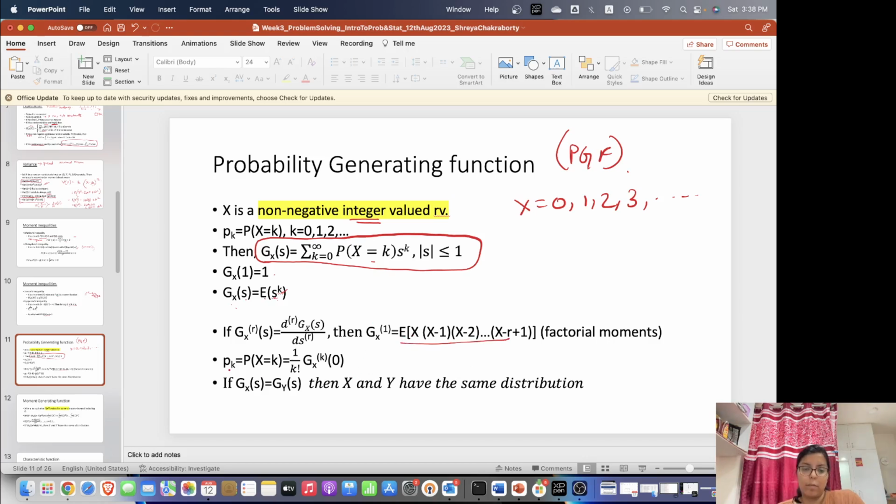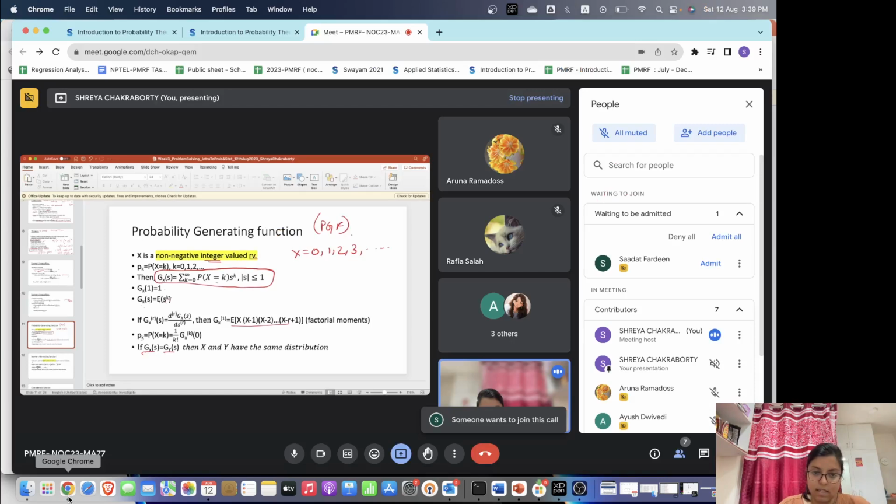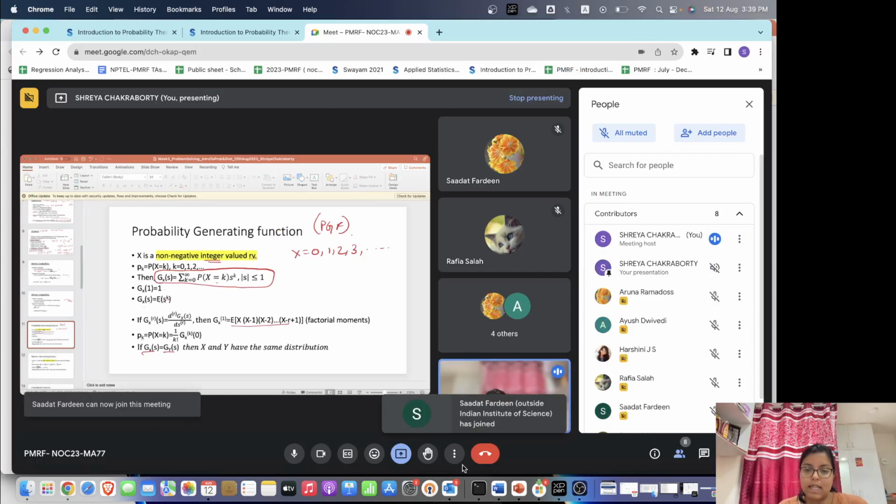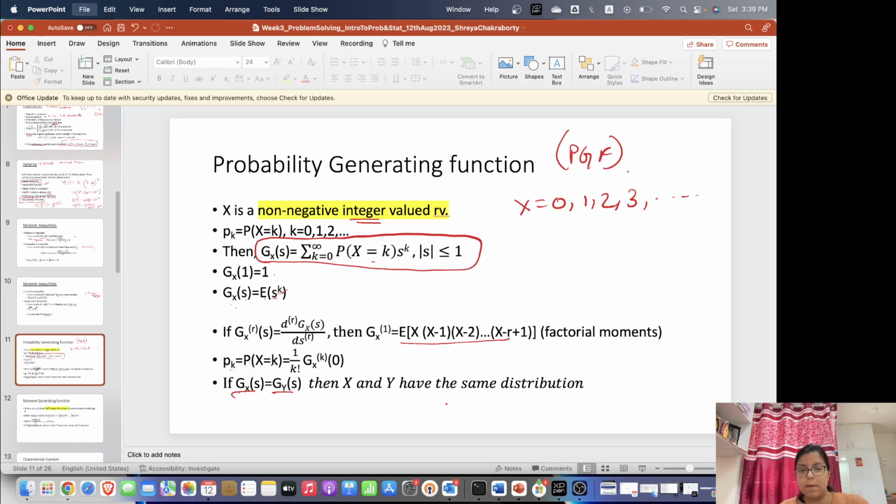And also pk, probability x equal to k, can be written as 1 by k factorial times the kth order derivative of G_X(s), after which we substitute the value of s equal to 0. That is going to give me my pk. And these are unique: if for two distributions we have the same G_X(s) for all s, then we can say that X and Y have the same distribution.